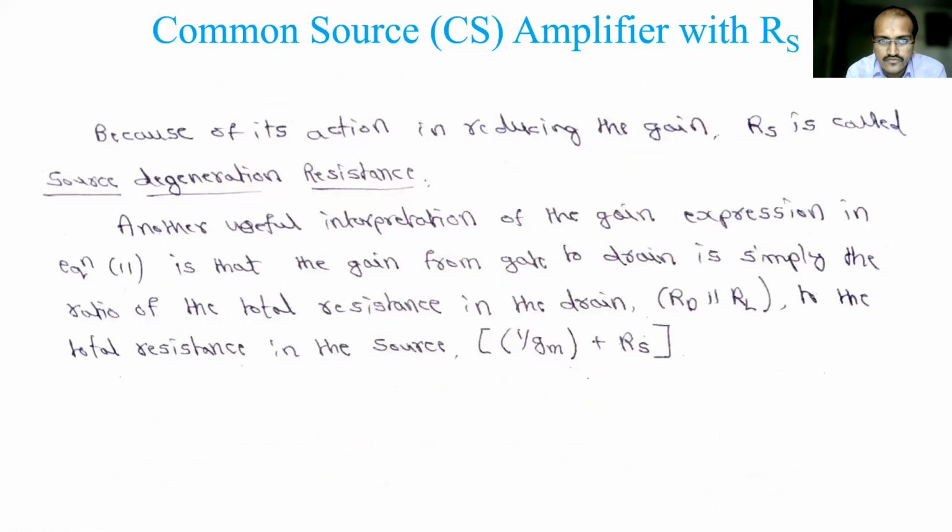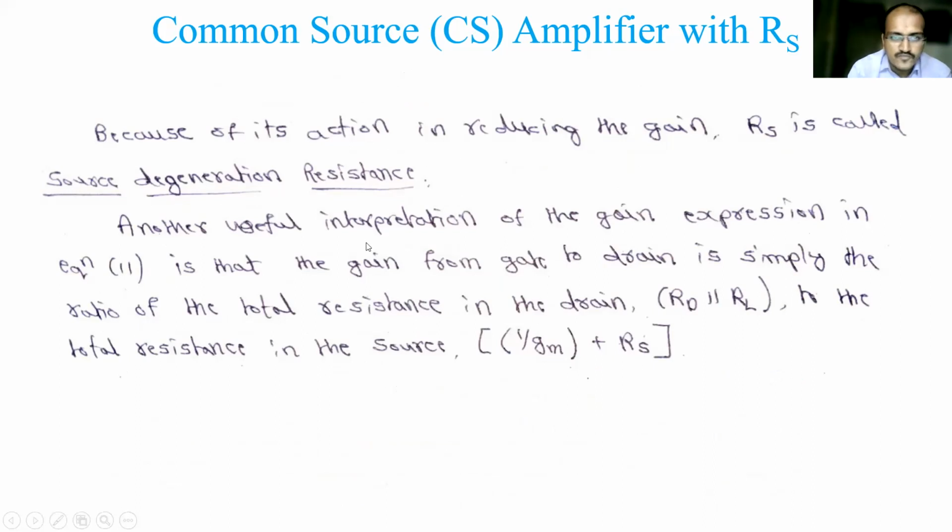Because of its action in reducing the gain, RS is called the source degeneration resistance. This is the degeneration term normally used because it is using negative feedback. Generation means positive feedback, degeneration means negative feedback. So it is having a negative effect. That's why it is called the source degeneration resistance.